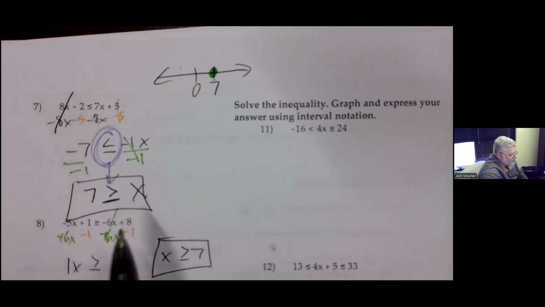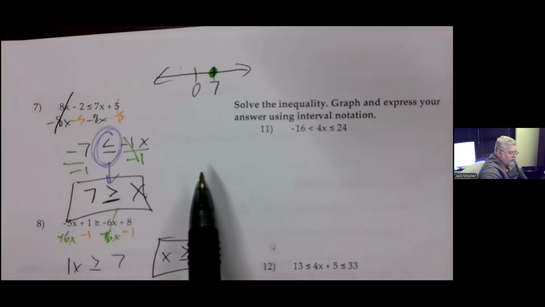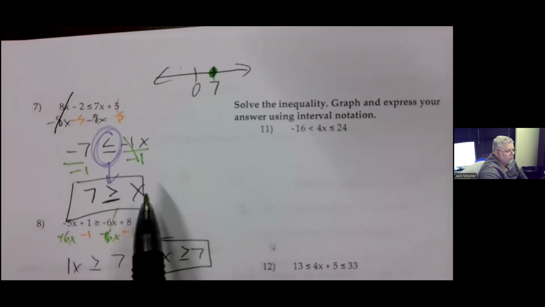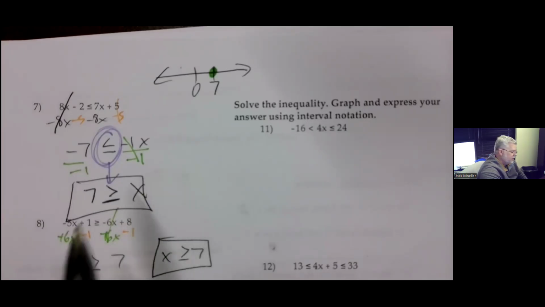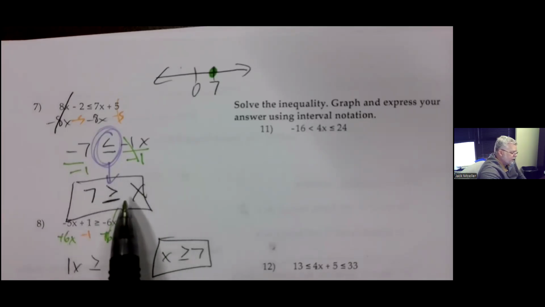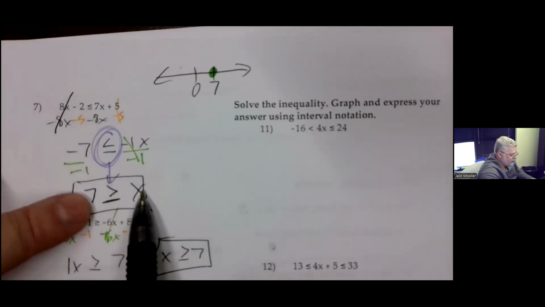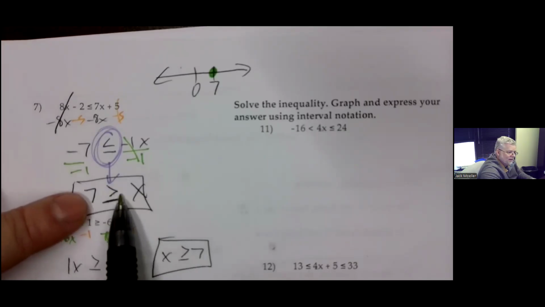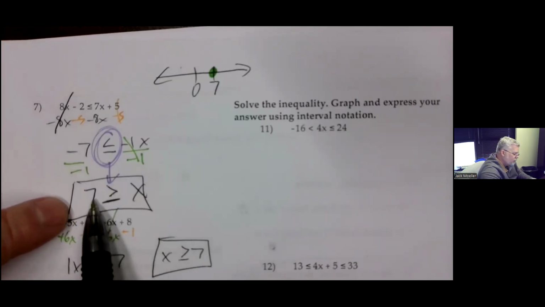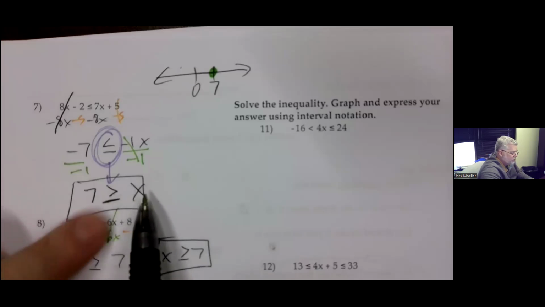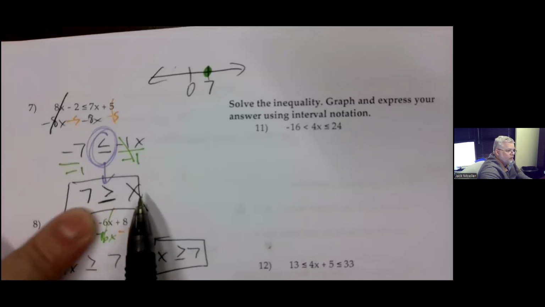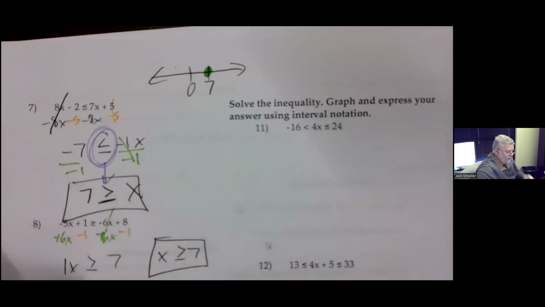Some people look at this and say, well, the arrow's pointing to the right, so we need to go to the right. Don't go by the direction the arrow's pointing. Go by what is x. Read this from x's perspective. We're not reading this as 7 is greater than or equal to x. You need to read this as x is less than or equal to 7. So since x is less than, we have to go to the left.